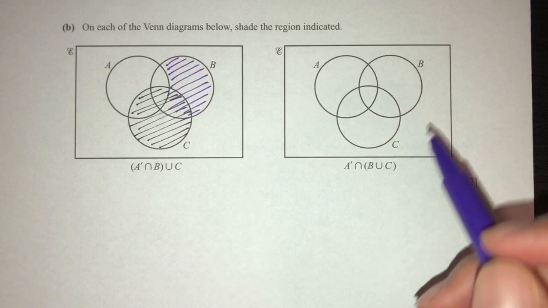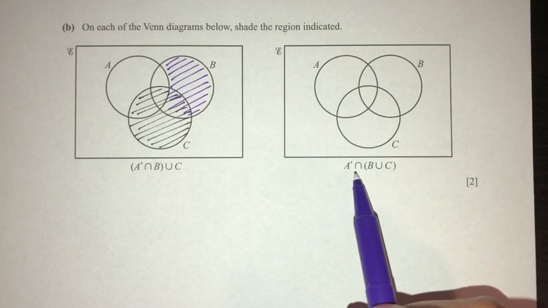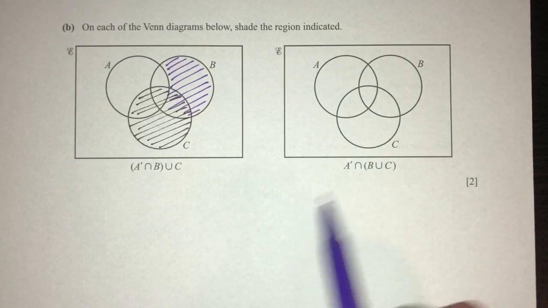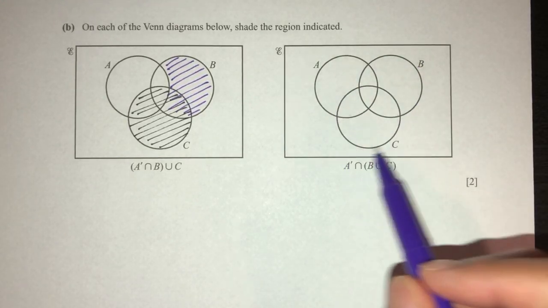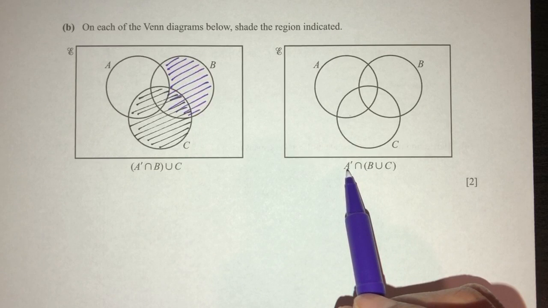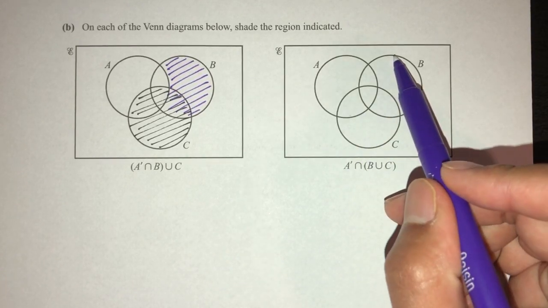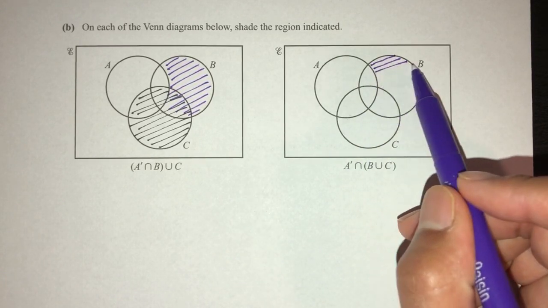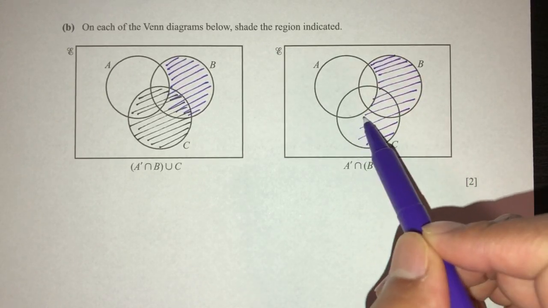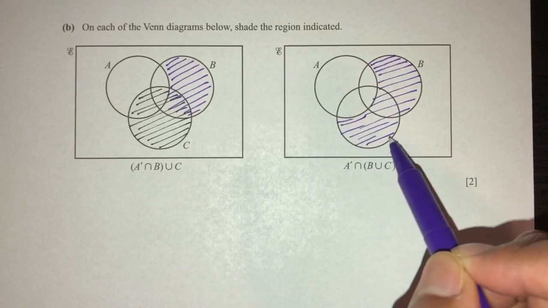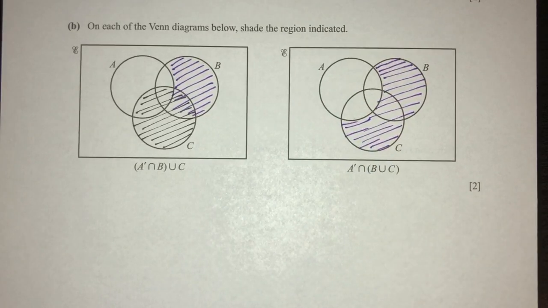Now, next one, we have A prime intersecting B union C. What is B union C? It will be B and C together. But here we have intersecting outside of A, so we have to shade B and C, but outside of A, not with A. Okay, so that will be your answer for part B. And that is your question number 1.